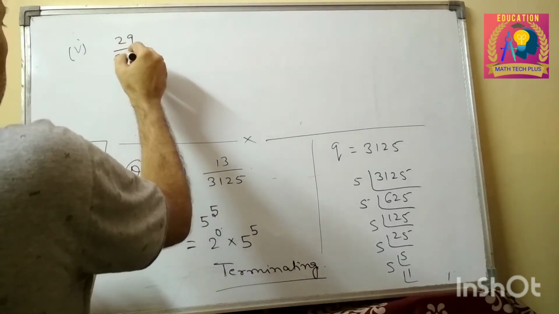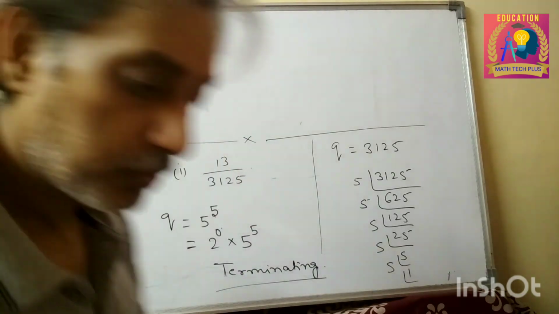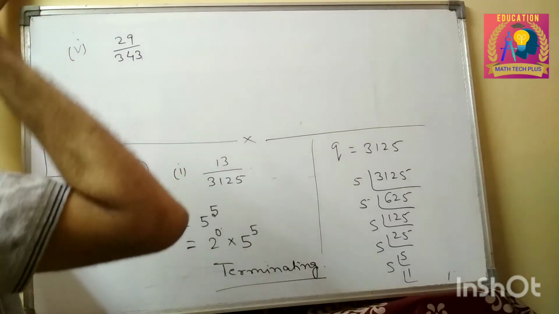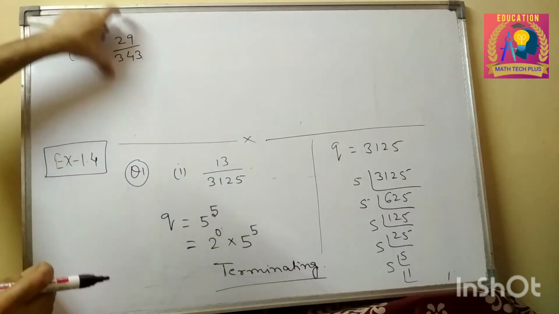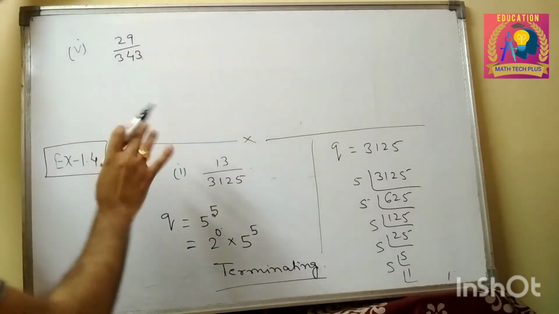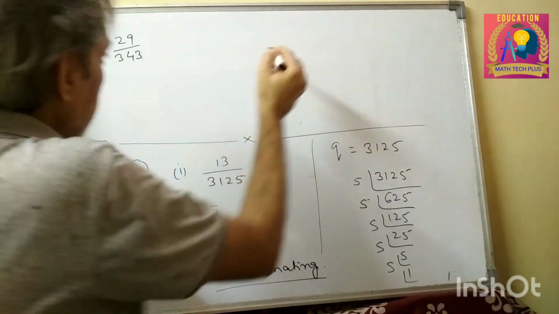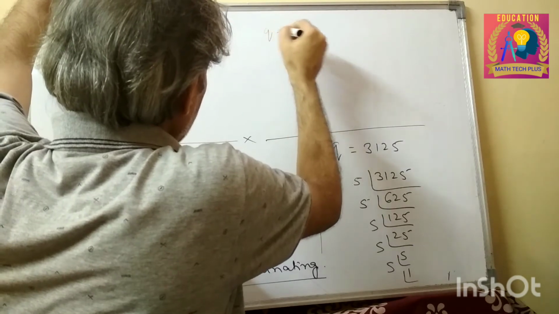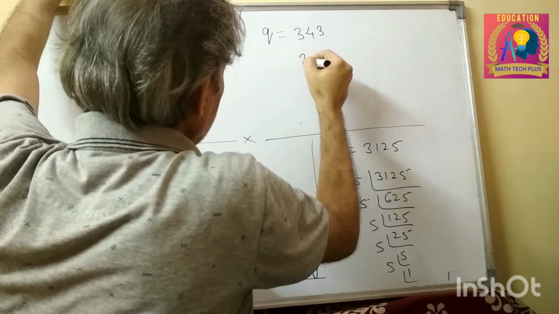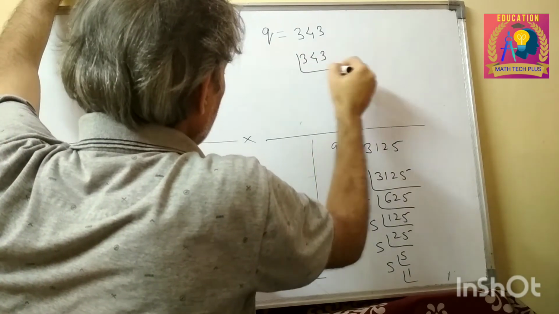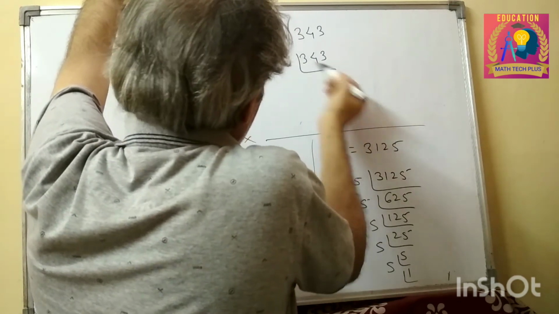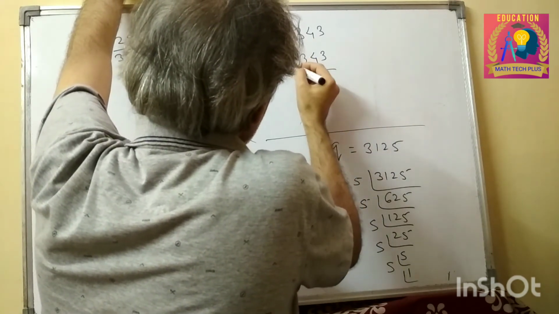Now let's say the fifth part, 29 upon 343. So how to know, will it terminate or will it not terminate? So the first step was to check if there is any common factor, then cancel them out. 29 being a prime number, there is nothing common, so it means q is what? q is 343. Factorize this. थोड़ा डिवीजन वगैरह टेबल याद हो तो अच्छी बात है. I think it is divisible by 7.